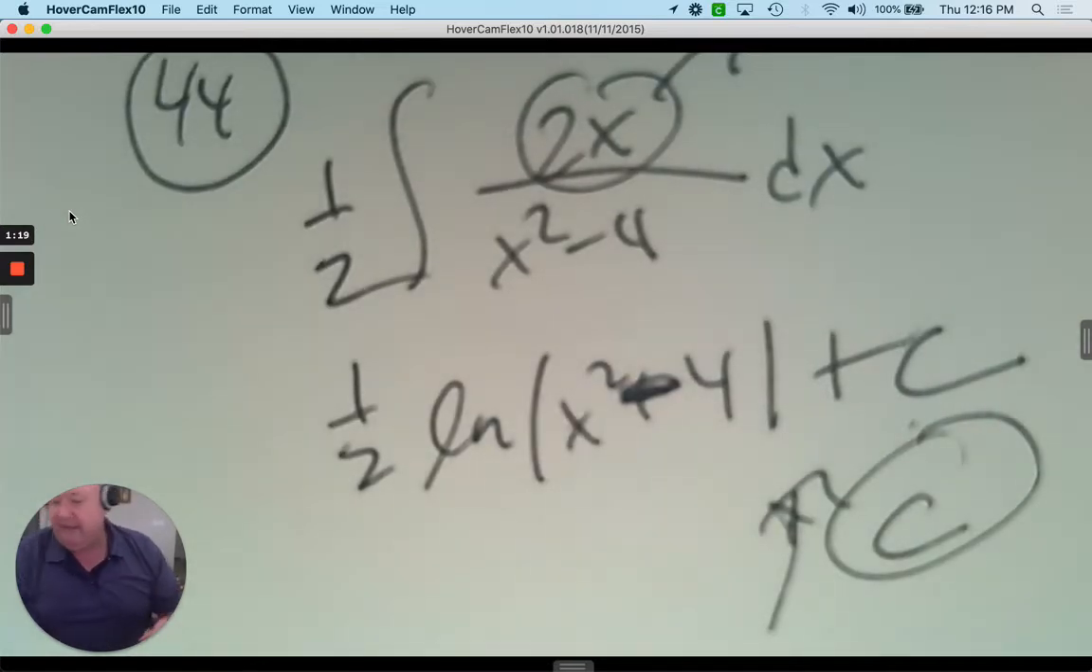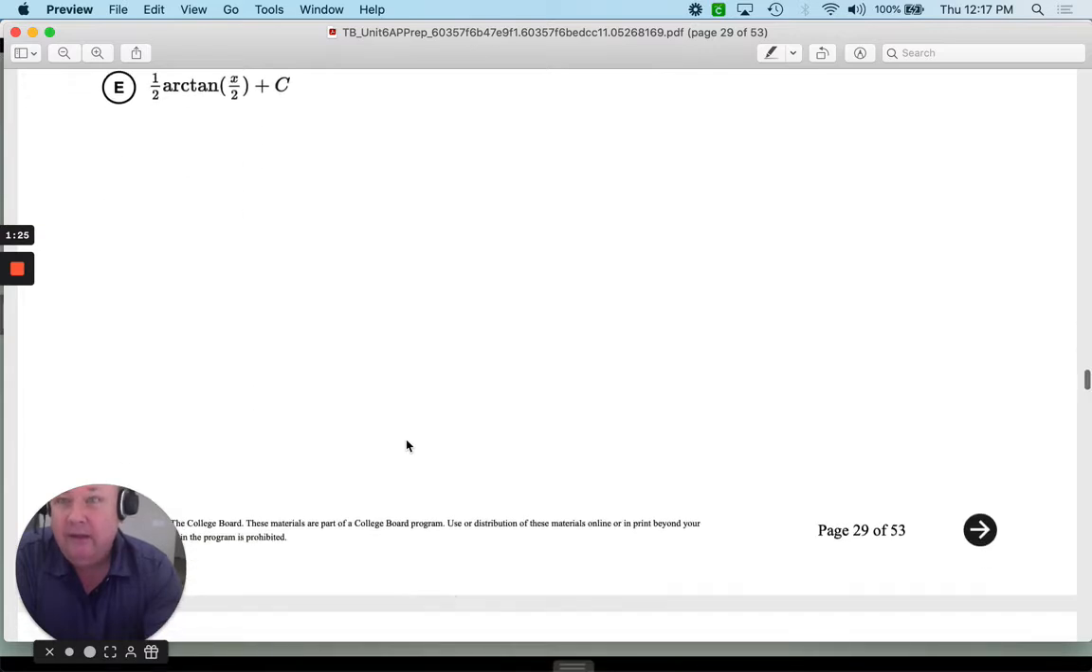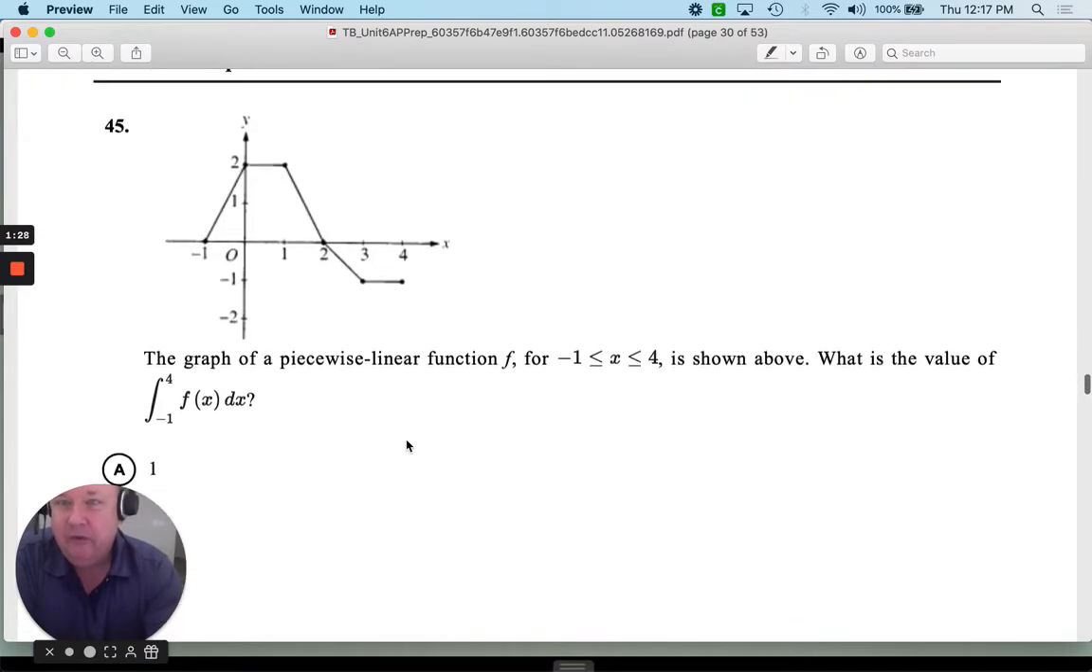Number 45. In number 45, you're given the graph of a piecewise function. You're asked to integrate it from -1 to 4. Press pause and think about it first. But after you think about it, if you need support, what does integration mean? It's to find the area under the curve. Area above is positive. Area below is negative.